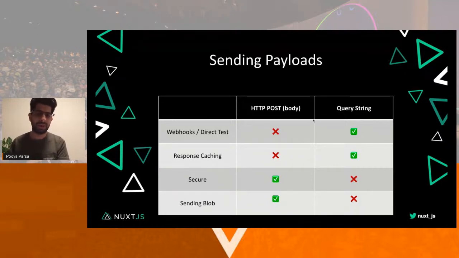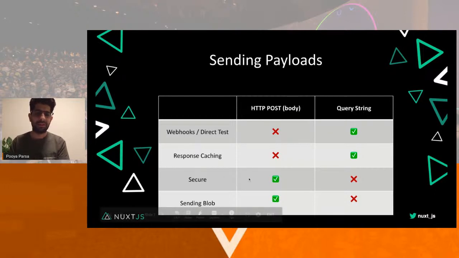For HTTP post, actually, we cannot use it for webhooks. For example, if you want to create a function to have a webhook to rebuild a website, or a webhook for GitHub, you cannot use post because you need to put it in the query string, which is one advantage of the query string. One of the biggest advantages of the query string is response caching, because usually you need to allow the browser to cache the responses. If you send the payload with HTTP post, basically it's not cacheable.